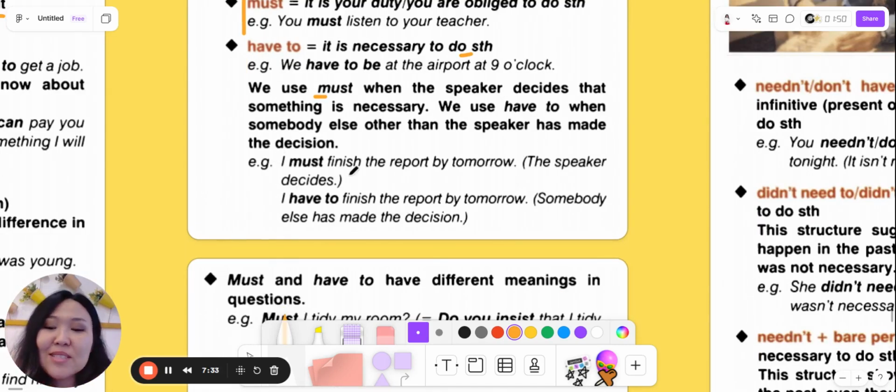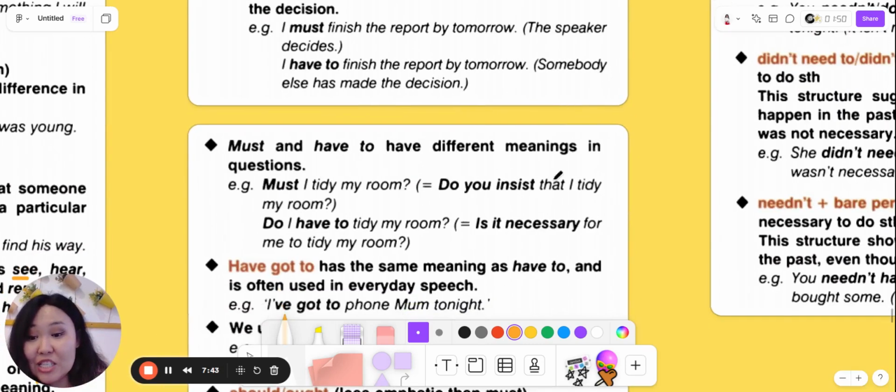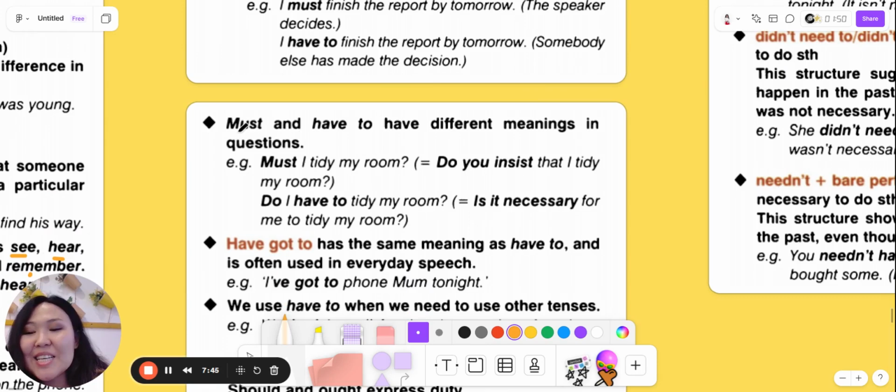Here we have two examples. I must finish the report by tomorrow. The speaker decides. And I have to finish the report by tomorrow. Somebody else has made the decision. Next one, must and have to have different meanings in questions. Must I tidy my room? So, like, do you insist that I tidy my room?